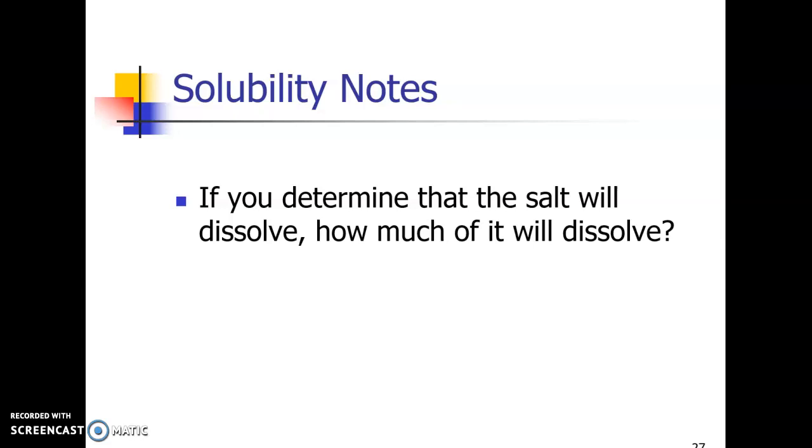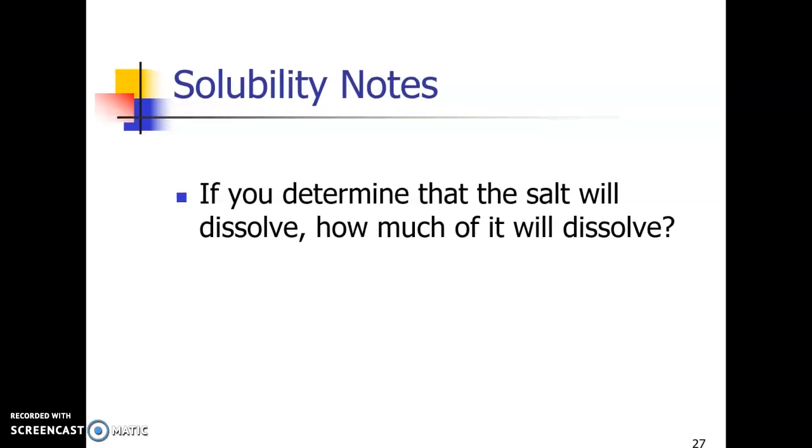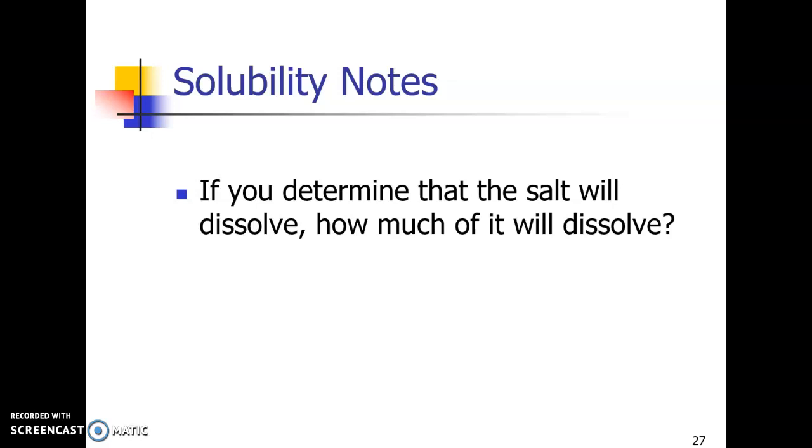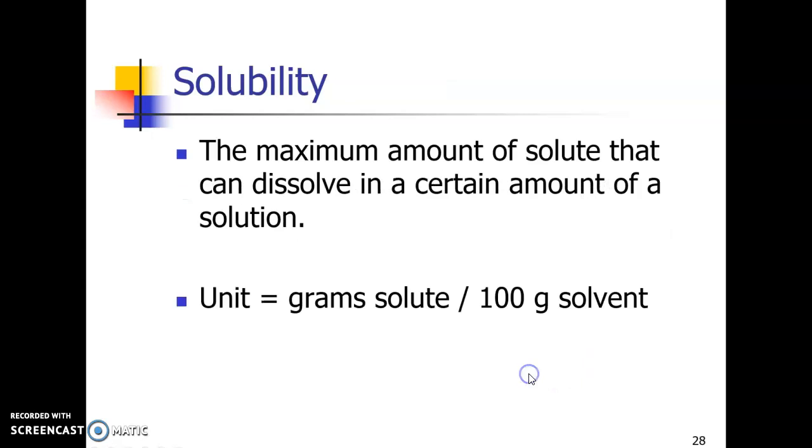Hello chemistry students. In this video I'm going to go over the solubility notes. So let's go through this. This is all about if you know that something will dissolve, exactly how much of it can dissolve. So solubility is defined as the maximum amount of solute that can dissolve in a certain amount of solution.